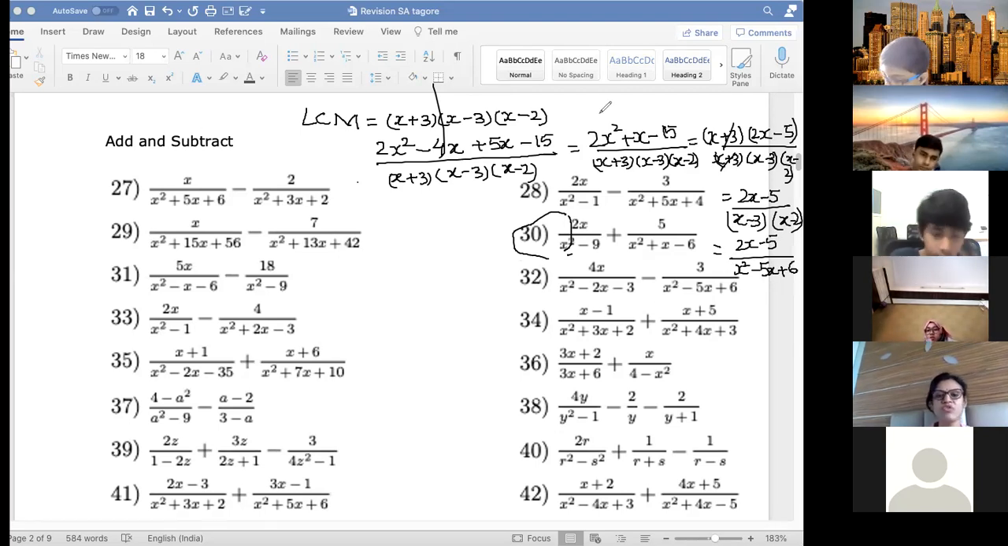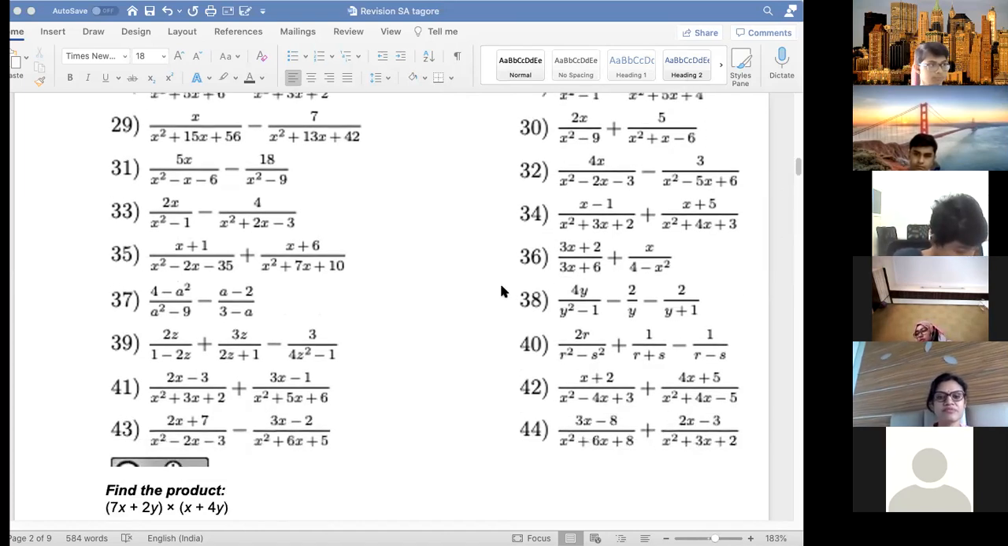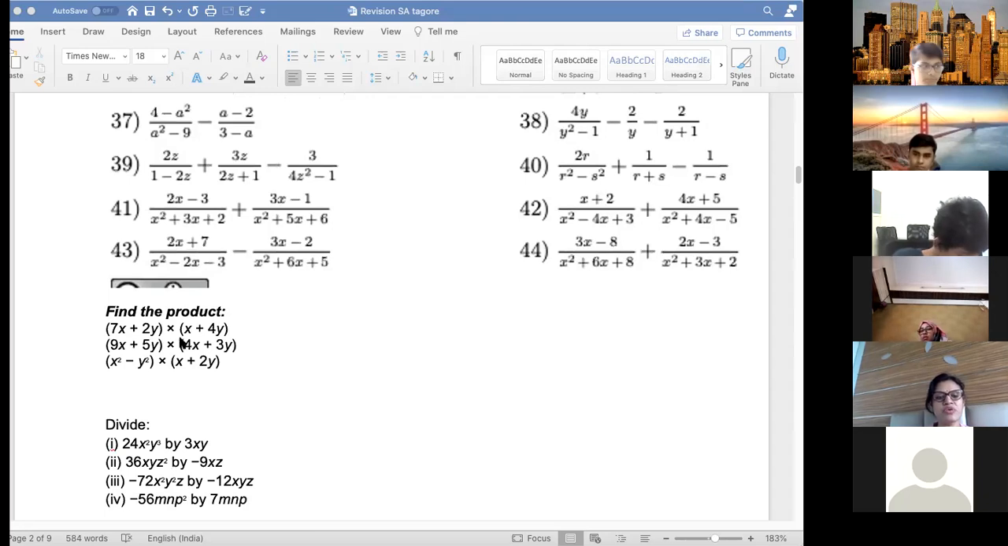Okay. So now moving on to the next topic. This way we have to do addition and subtraction. Moving on to the next topic. Find the product. Okay, this is easy. I think all of you can do it. Give me the answer for this.